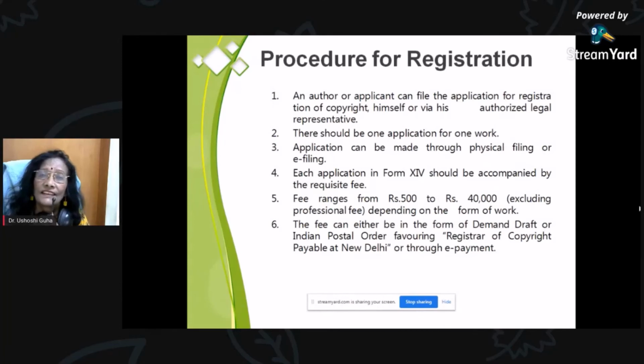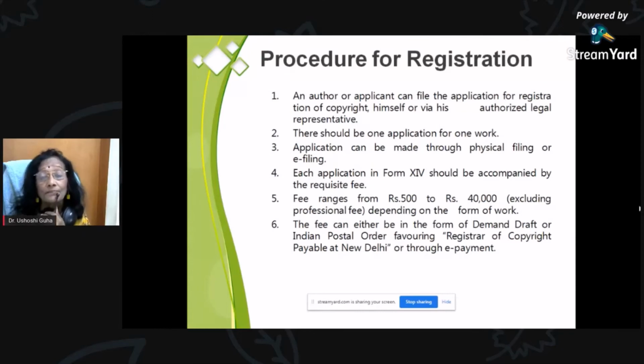Applicant or author can file the application for registration of copyright. There should be one application for one work. Application can be made through physical or e-filing. E-filing facility is very quick and very easy. Each application in Form 14 should be accompanied by fees. The fee ranges, see, from as low as 500 to 40,000.